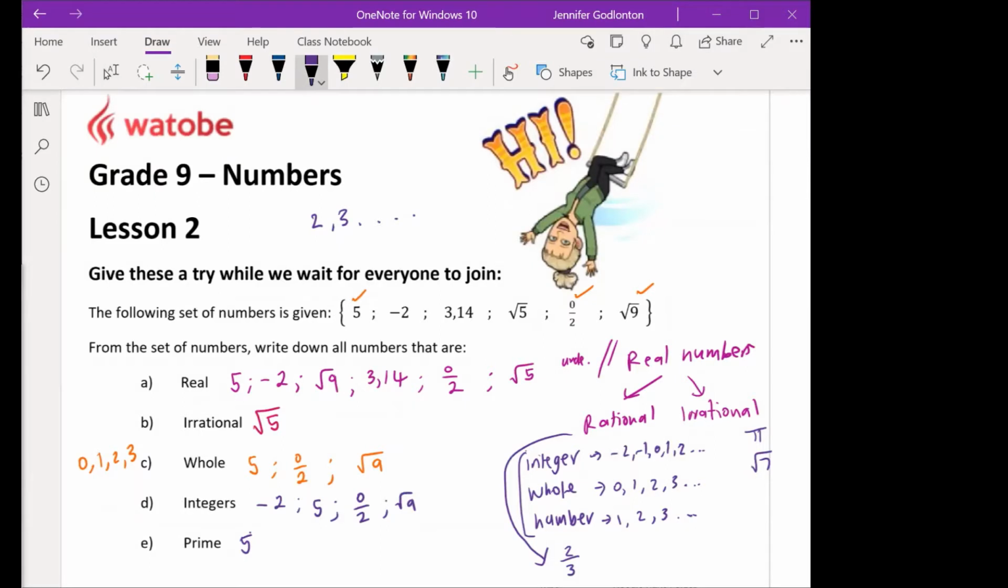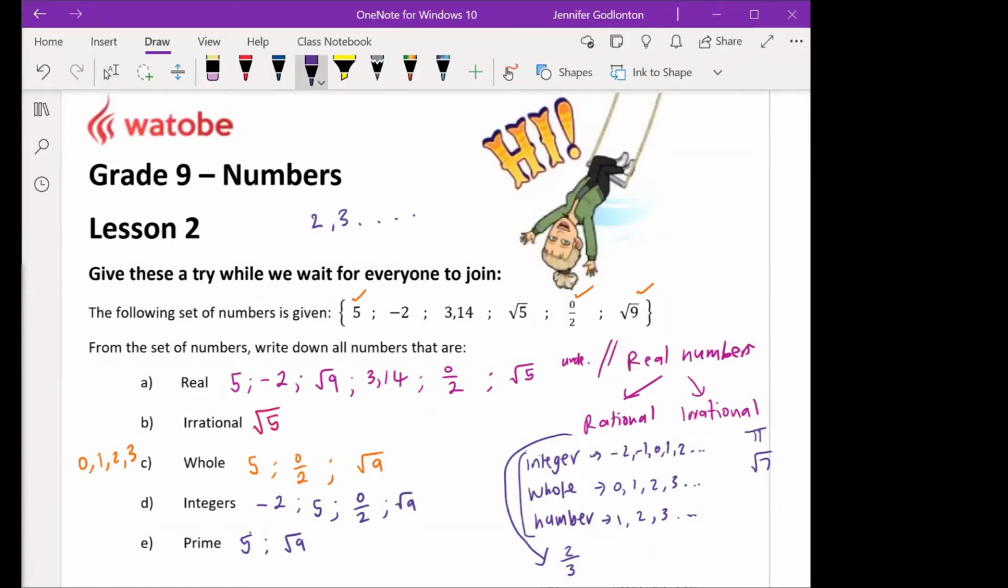There we go. Some answers are coming in. The square root of 9 is also a prime number, because the square root of 9 is 3 and 3 is a prime. Nokobonga, I'm seeing the square root of 5. Just be careful. We can't square root 5 neatly, so it's going to become an irrational number.